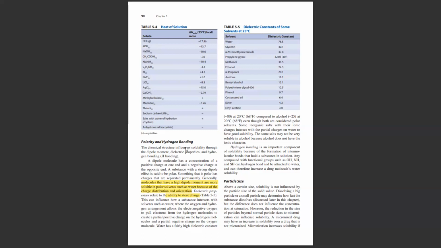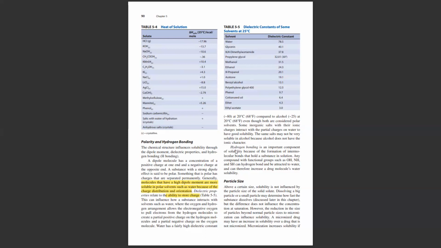And the other factor is the dielectric property. Dielectric property means the ability to store charge. So here we can see they're saying that water has a fairly high dielectric constant, 80 at 20 degrees, compared to alcohol, which has a dielectric constant of 25 at 20 degrees. And yes, they're both considered polar solvents.